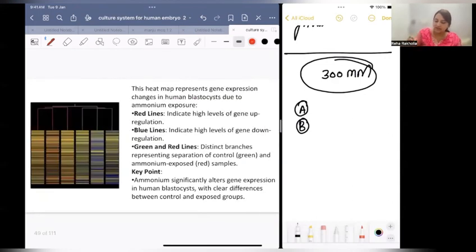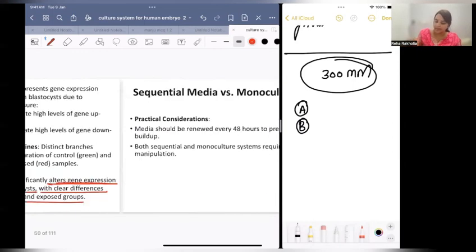See, it talks about the gene expression. Ammonia alters the gene expression in human blastocyst, with clear differences between the control and the exposed group.